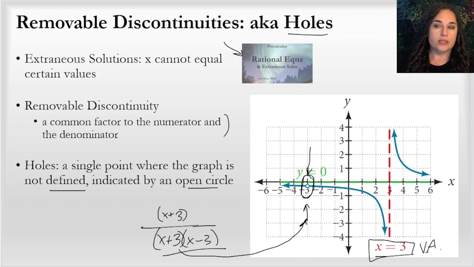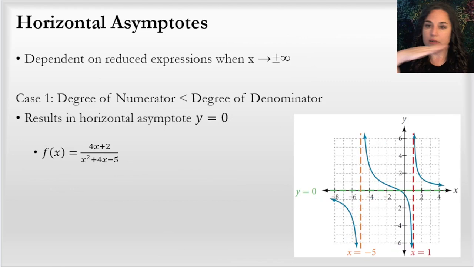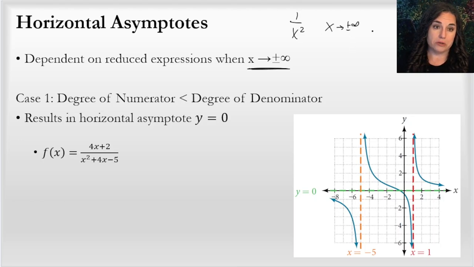The other thing that we need to consider is the other asymptote. These are vertical asymptotes, or values that x can't equal. We can also look at what values y can't equal. Okay, so that'll give us our horizontal asymptotes. And this, again, like I said, depends on reduced expressions when x goes to plus or minus infinity. So if I have 1 over x squared, as x goes to positive and negative infinity, it goes to 0. That's approximately equal to 0.